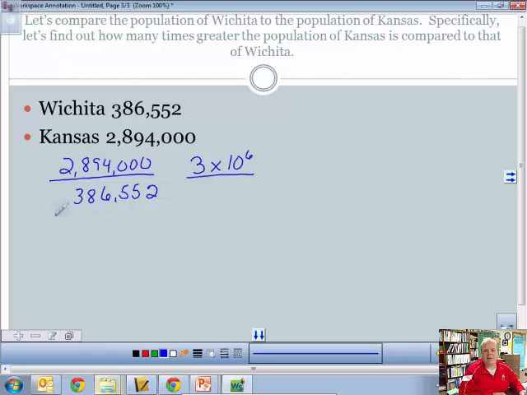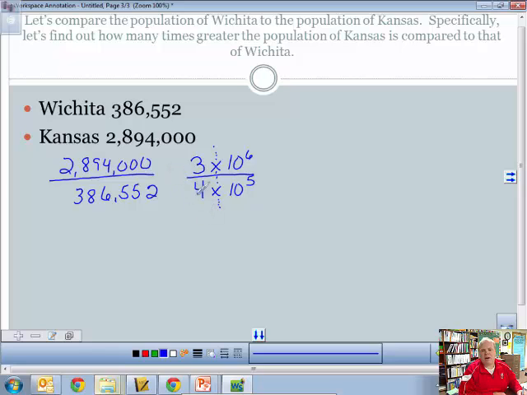Okay? I'm going to divide that by, if I look here, I'm going to look at the 3, look at the number next to it, that's 8. It's larger than 5, so I'm going to round it up. So I have 4 times 10 to the 5th. Okay, because we're looking at 100,000. Now, I've talked about this before. Separate this out right here.